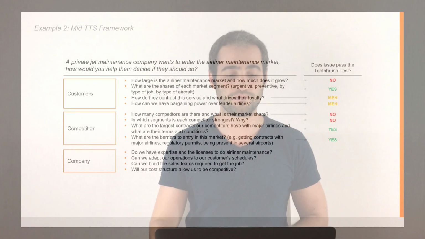It shows business sense. I'm showing the interviewer that I know that for an airline maintenance company to operate well, they need to be present at the airports. They need to have regulatory permits and things like that.